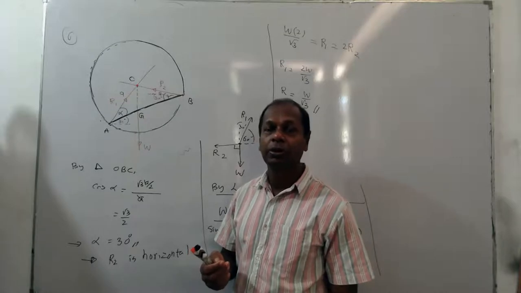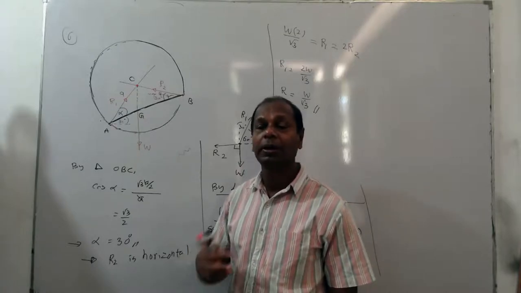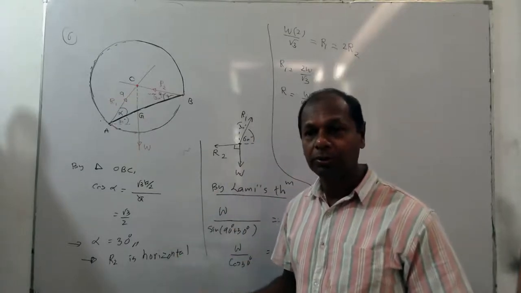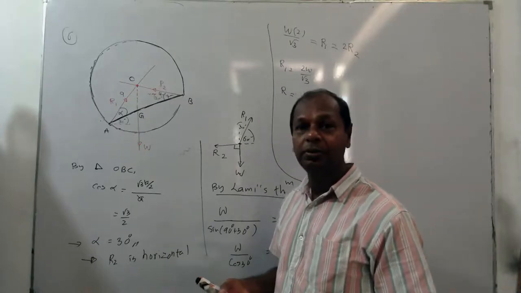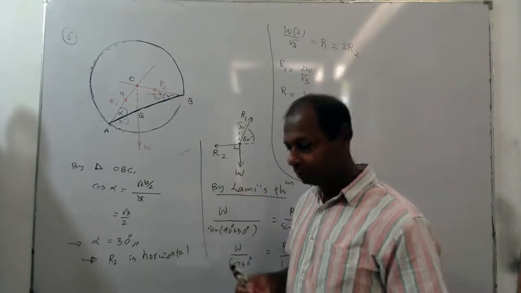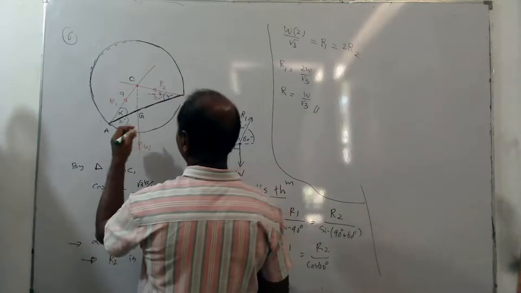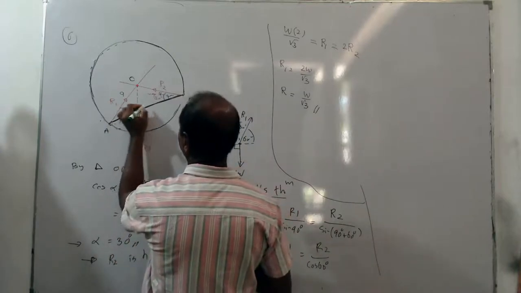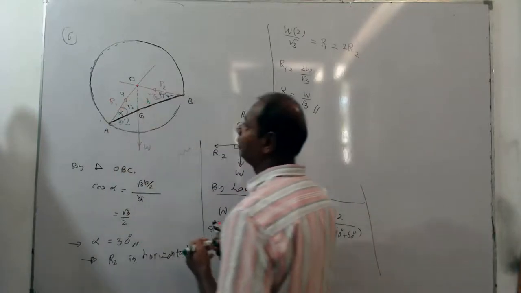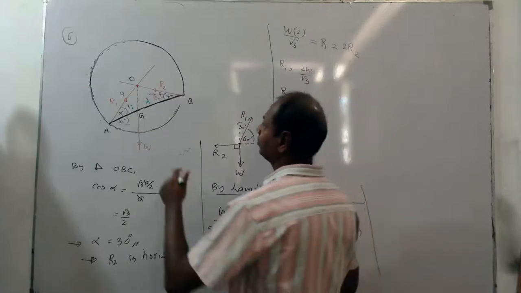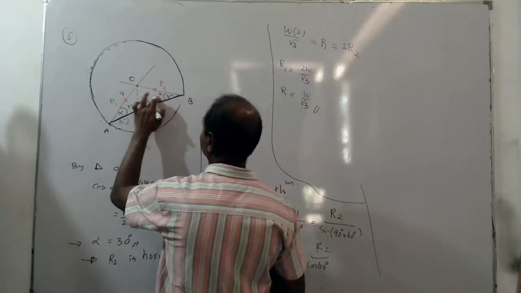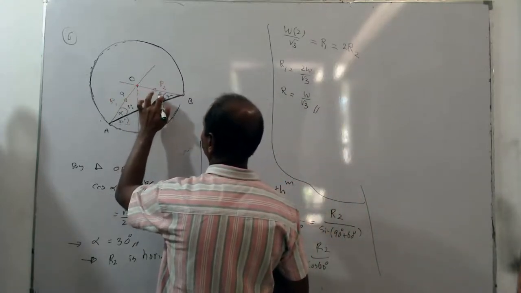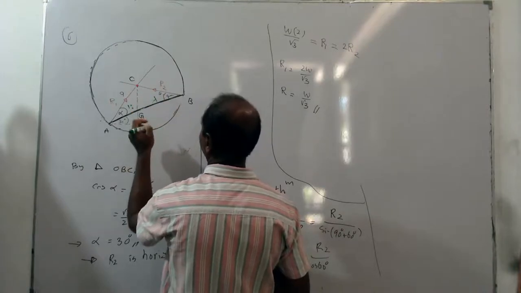Lambda is to mu, m is to n. Take it as one. The easiest thing is, any ratio you can write as 1 is to something. So we will write 1 is to lambda. We need to find this lambda.